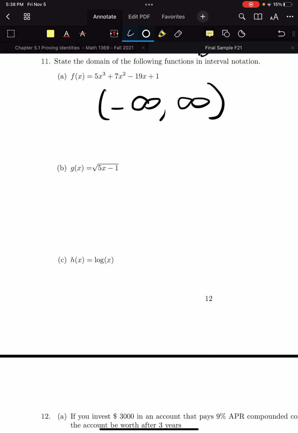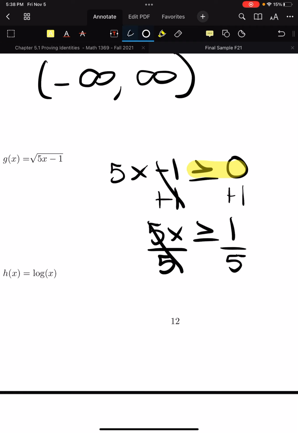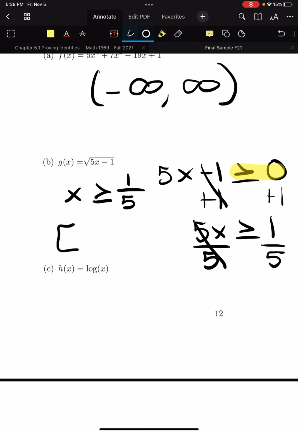So with all square root functions, you want to say 5x minus 1 is greater than or equal to 0. So you're going to solve as usual, get the x by itself, add 1. 5x is greater than or equal to 1. Divide by 5. X is greater than or equal to 1/5. So your domain, because it's got the equal to sign underneath, it's going to be a bracket, 1/5 to infinity, because it's everything greater than that.